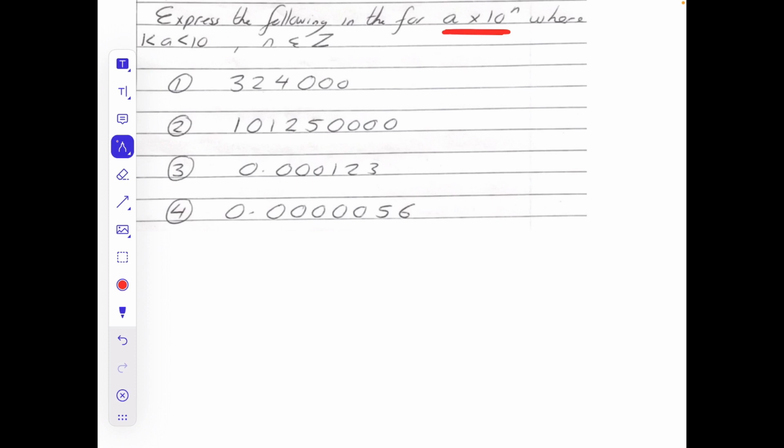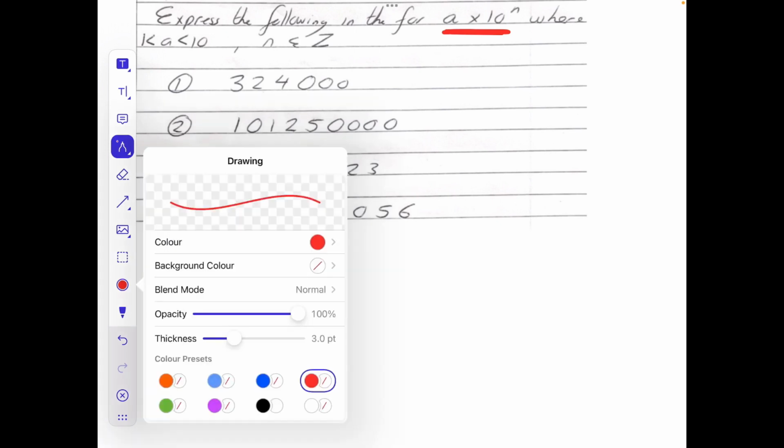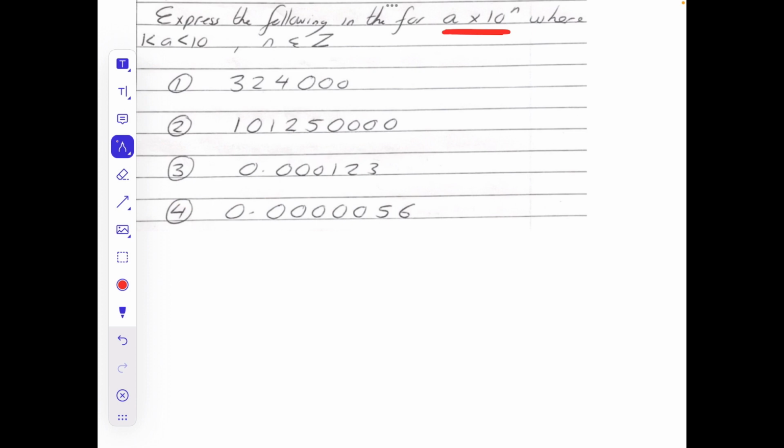Okay, so we're going to write the following numbers in the form a by 10 to the power of n. We know that just means scientific notation. So first thing we're going to do, first number is a really, really big number. So we're going to pop our decimal point at the end, and we're going to move it 1, 2, 3, 4, 5. So that is the number 3.24 by 10 to the power of 5. Because it's a big number, your power will be positive.